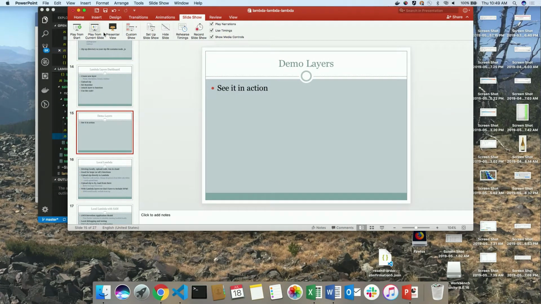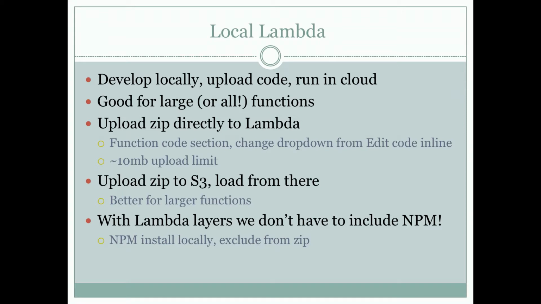So now we're going to talk about local Lambda. After we did all this stuff in the cloud, let's actually develop locally and see what that looks like. My pattern is develop locally, upload code, and then we run it in the cloud. It's good for all functions, large, small, everything. This is really my go-to pattern: develop locally, use the CLI to put it into the cloud, and then it runs there.